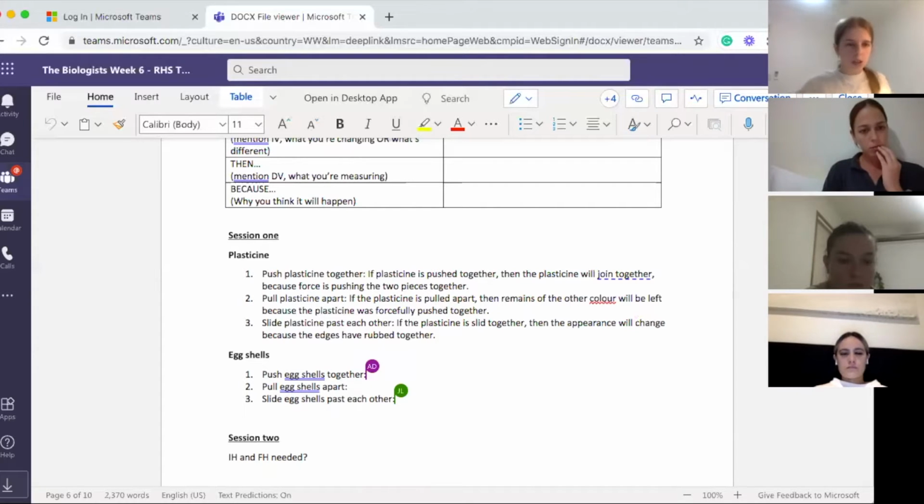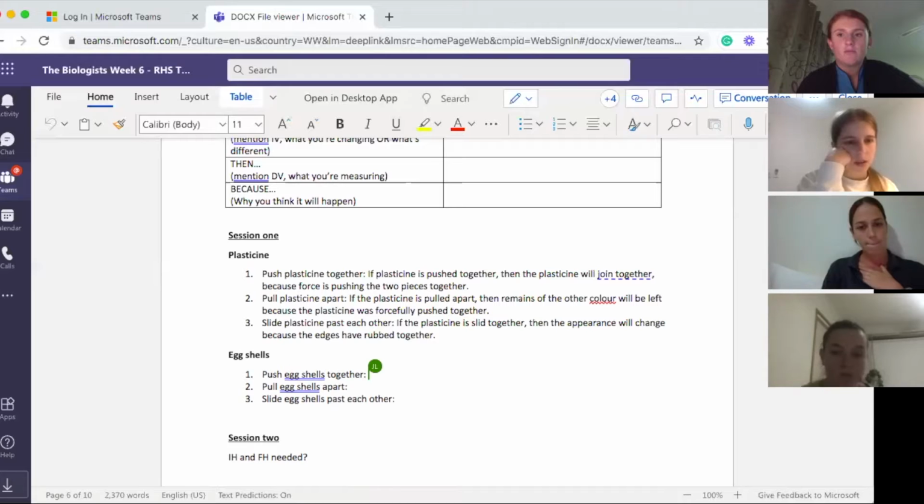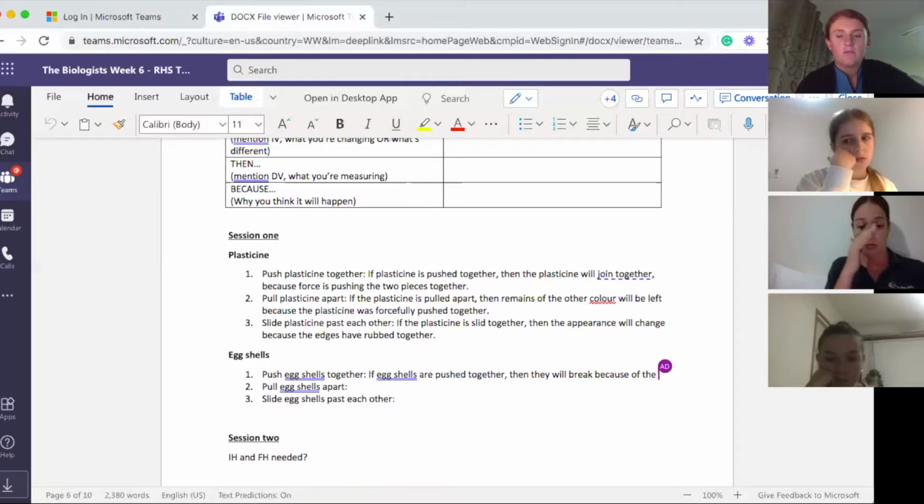I don't know if we should do this hypothesis now or after we do experiment 1. We can just do it now if you want. Okay, yeah, it might be easier instead of coming back up. I feel like the eggshells could break if you push them together. Yeah, definitely. Because they're so fragile, they'll definitely break.